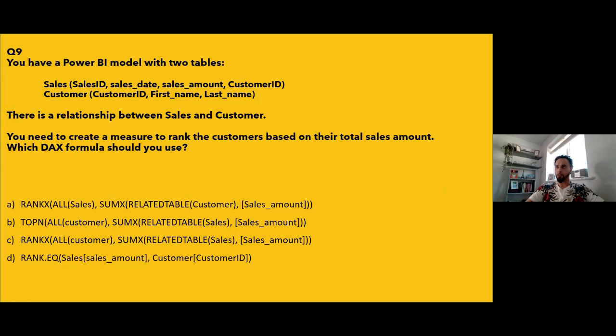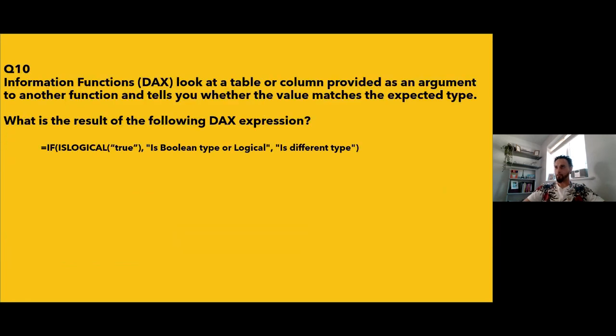And on to question 10. So the last one of the DAX questions. Information functions look at a table or column provided as an argument to another function and tell you whether the value matches the expected type. What is the result of the following DAX expression? A, different type, or B, is a Boolean type or logical.